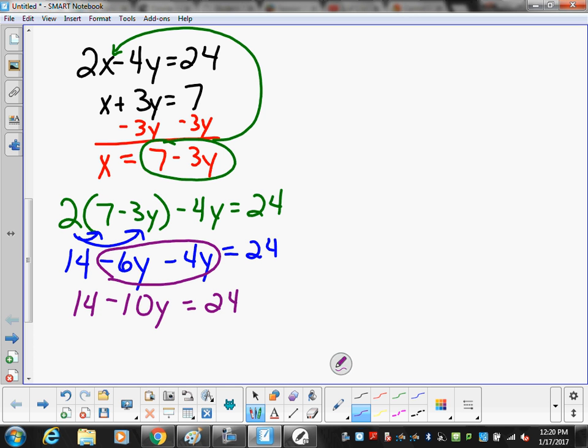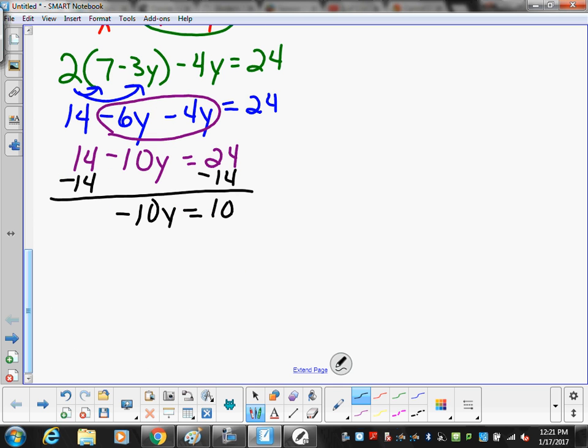All right. Now to get y by itself, I need to start out by getting rid of the 14. Negative 14. So subtract 14. That leaves you with negative 10y equals 10. Okay, and then the last step is to get y by itself. I need to divide both sides by negative 10. So y equals negative 1.